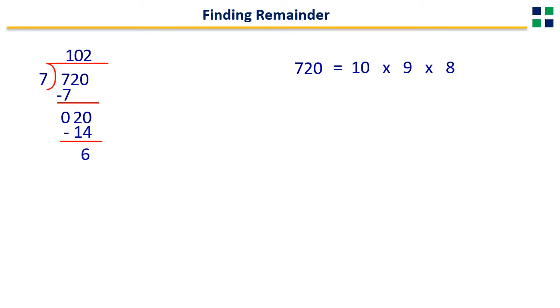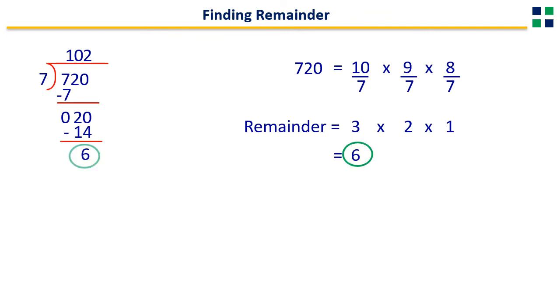And if I divide these individual factors 10, 9 and 8 by 7, what remainder do we expect here? If I divide 10 by 7, the remainder obtained is 3. Similarly, if I divide 9 by 7, the remainder obtained is 2. And if I divide 8 by 7, the remainder obtained is 1. Now, if I take the product of remainders obtained by dividing each factor, it will be 3 into 2 into 1, which is equal to 6. So the same remainder I get here as I got by dividing the number 720 by 7.